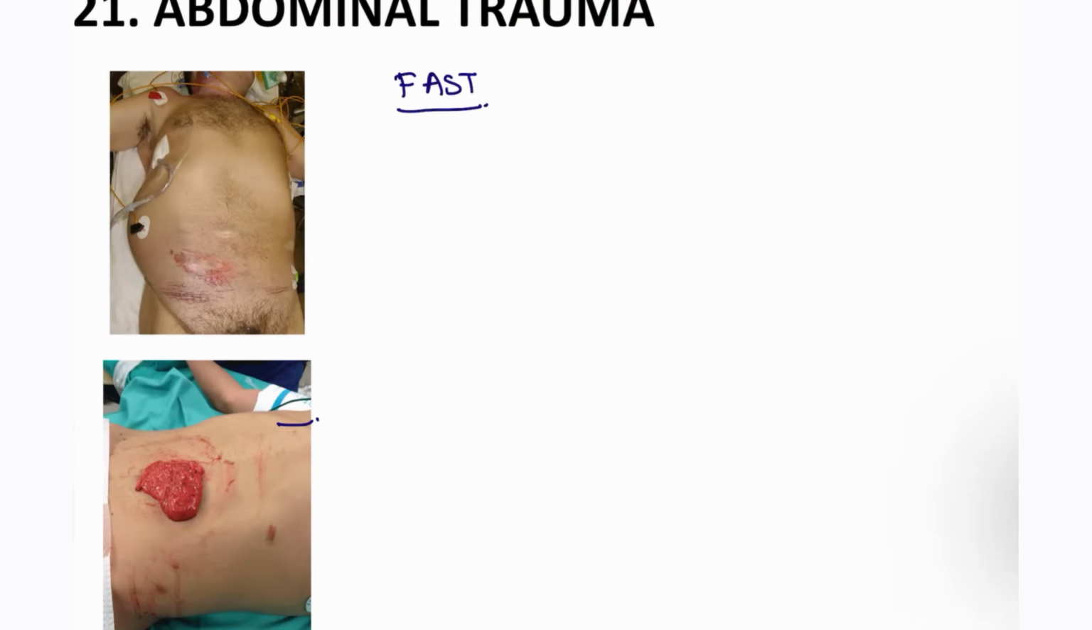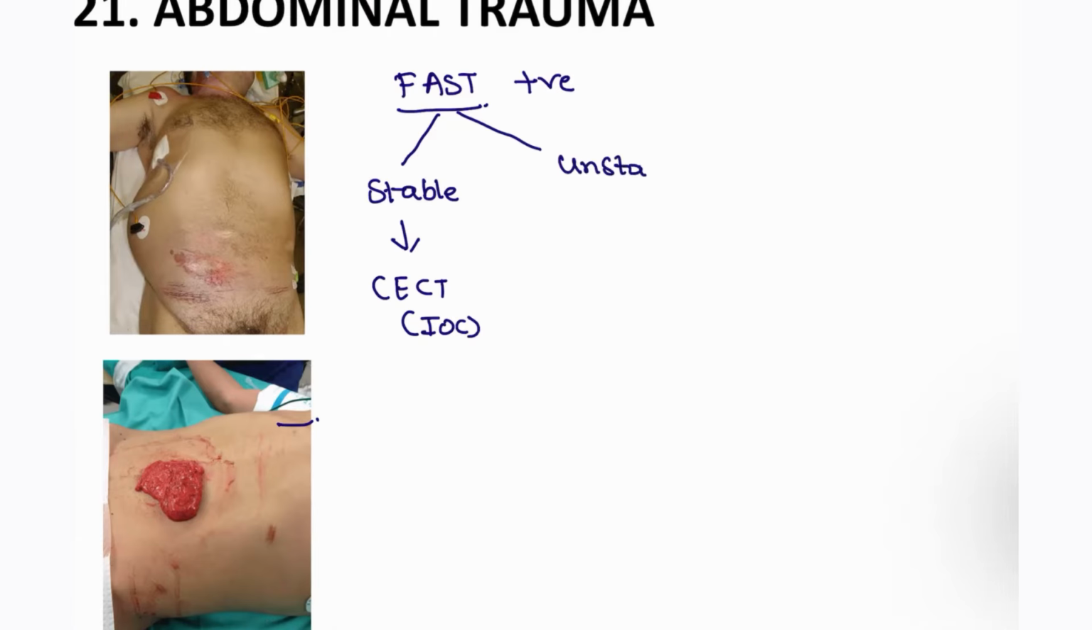If the E-FAST is positive, then look at the patient's vitals. If the patient is stable, then better go for the CECT, because this is the investigation of choice. But if the patient is unstable, then you have to go for FAST only. Again, FAST should be done, and in that, if you see any abnormality, then go for laparotomy. Okay, laparotomy should be done for this patient. This is how we are going to proceed for patients with blunt abdominal trauma.